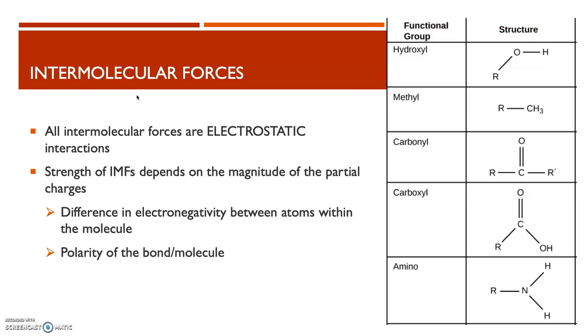Some common functional groups that you might see, especially in organic chemistry, are hydroxyl groups, that's the OH group. Methyl group is the CH3 group, so carbon with 3 hydrogens. The R's here represent just the rest of the molecule, typically other carbons. A carbonyl group is a carbon double bonded to an oxygen. A carboxyl group is a carbon double bonded to an oxygen and also an OH group. And an amino group is an NH2 group, so nitrogen with 2 hydrogens on it.